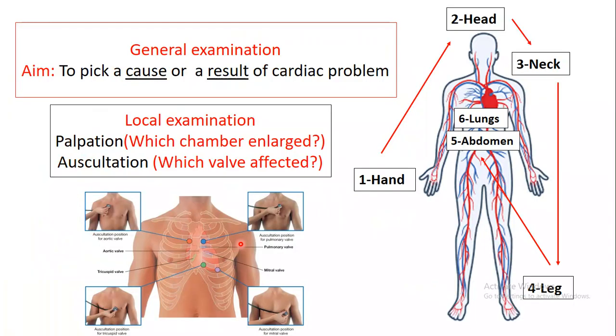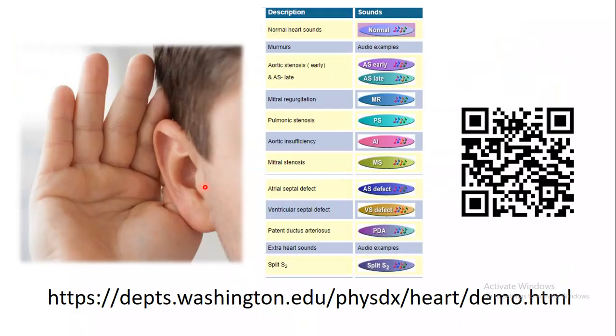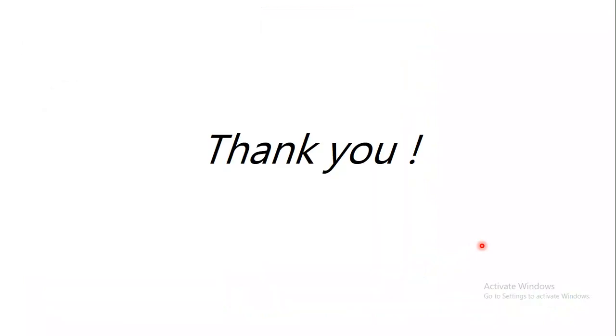To summarize our lecture, as we said before, general examination of a cardiac patient aims to pick a cause or a result of cardiac problem, starting from a general look, then circulation starting from the hand, head and neck, leg, abdomen and lung, then local cardiac examination with palpation to appreciate which chamber is enlarged, and auscultation to find which valve is affected. And this is a good website where there are many records of different heart murmurs, for better practice. And finally, thank you.